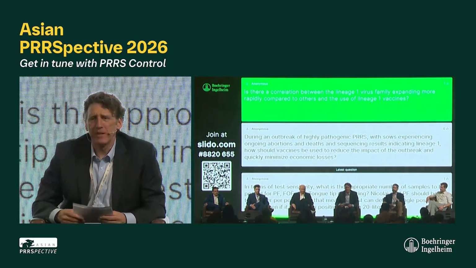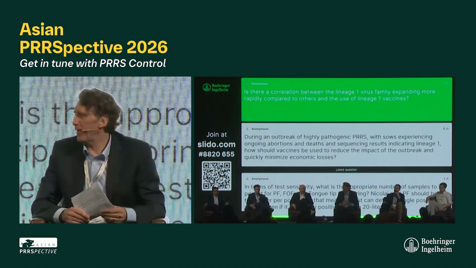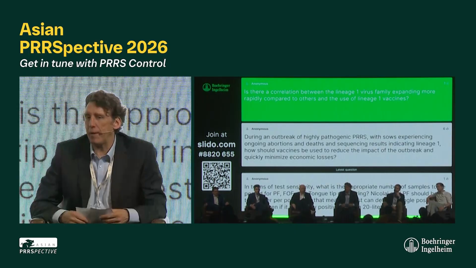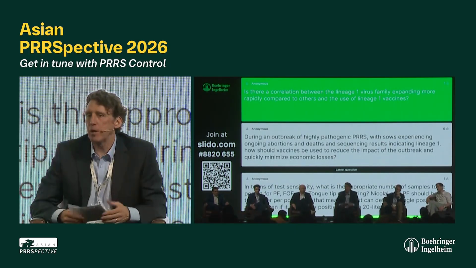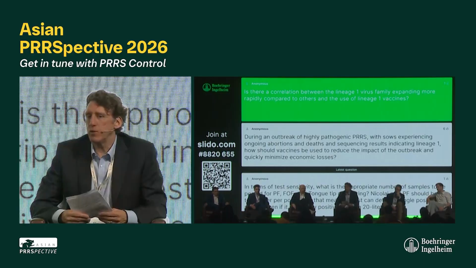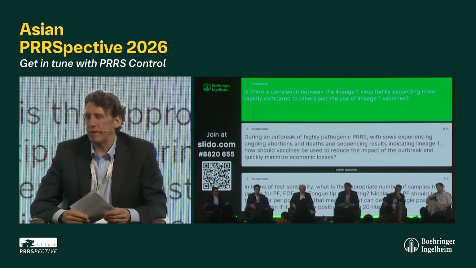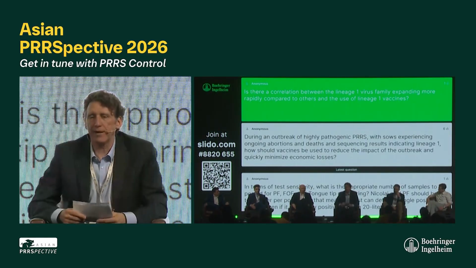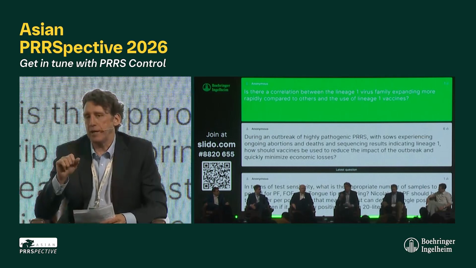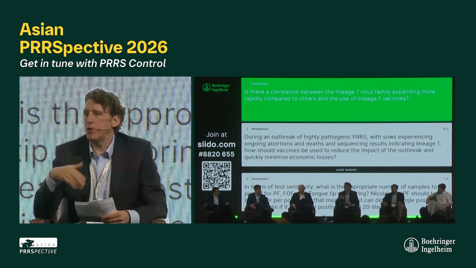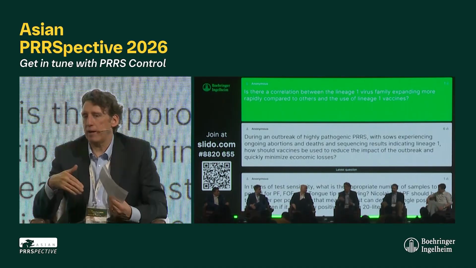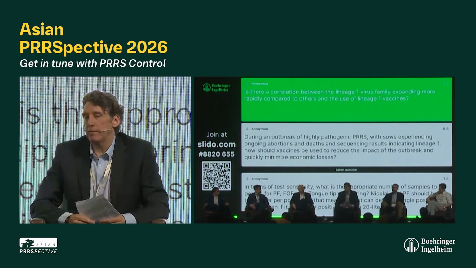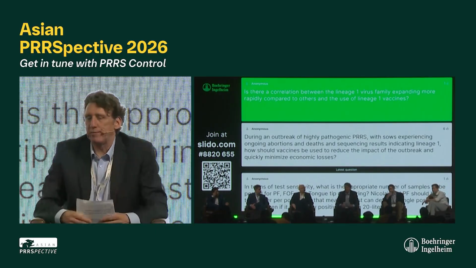Let's see. Okay, I was waiting for another lineage 1 question, so here we go. Is there a correlation between the lineage 1 virus family expanding more rapidly compared to others and the use of lineage 1 vaccines? So I'm trying to read between the lines, but I think what the question, and please clarify if I'm getting it wrong, is suggesting is that if we use more lineage 1 vaccines, are we somehow increasing the diversity of lineage 1 strains or clades or variants?